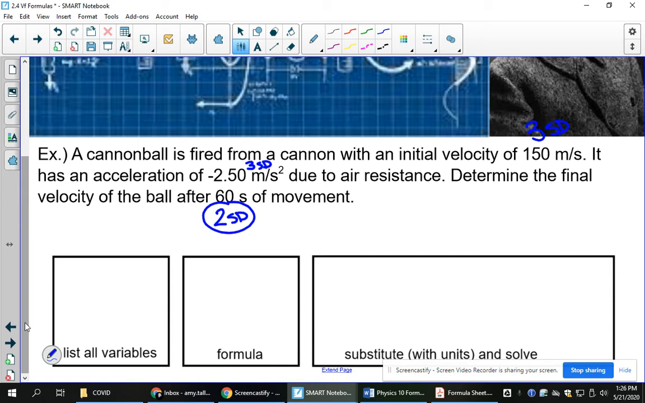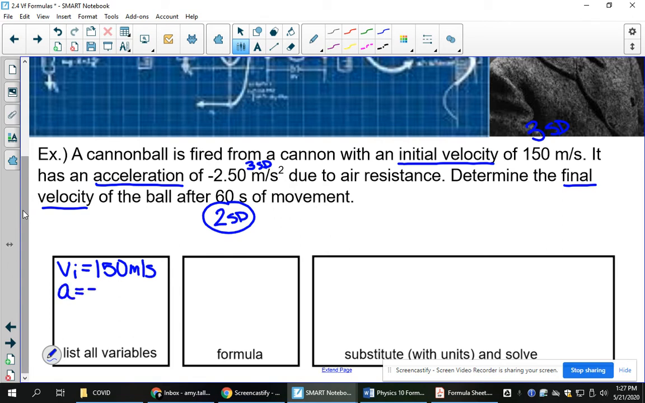Now, it might also help to highlight or underline what they're telling you. They're actually telling you in words what this is. Initial velocity, they're telling you it's VI. They're telling you A. They're asking you to find VF. And seconds, we all know that that's a measurement of time. So let's list all of that. Initial velocity is 150 meters per second.